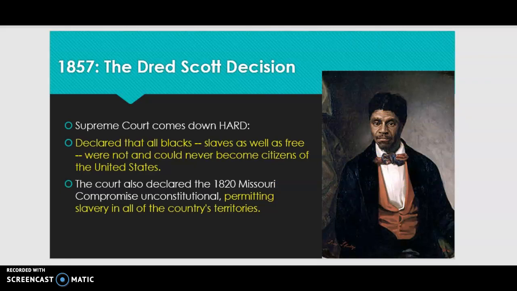We talked about the Dred Scott decision, which was handed down in 1857. The Supreme Court ruled that blacks were not citizens. That Dred Scott could not sue for his freedom because he was not a citizen. He was rather property. Again, this was the ruling of the U.S. Supreme Court. They also said that the Missouri Compromise was unconstitutional, which meant that slavery was allowed in all of the country's territories. Again, really fueling the conflict between those supporting slavery and those not.